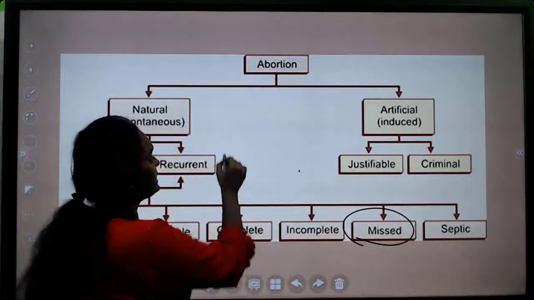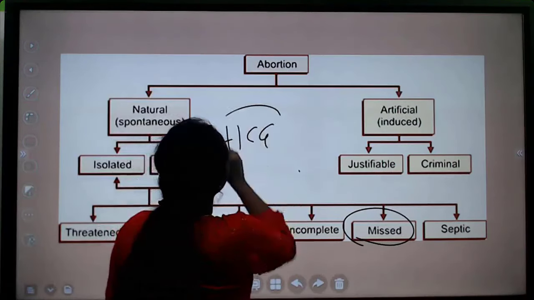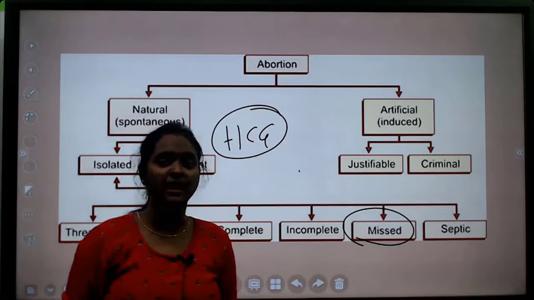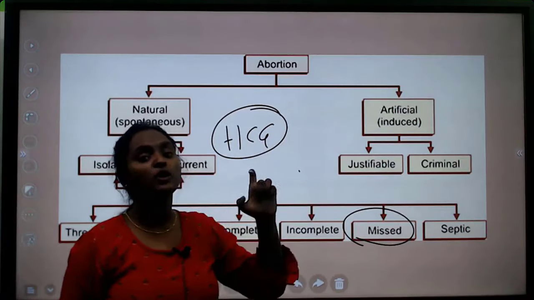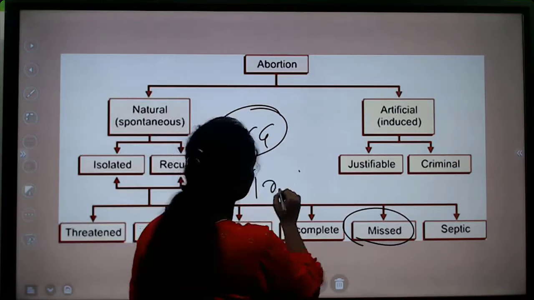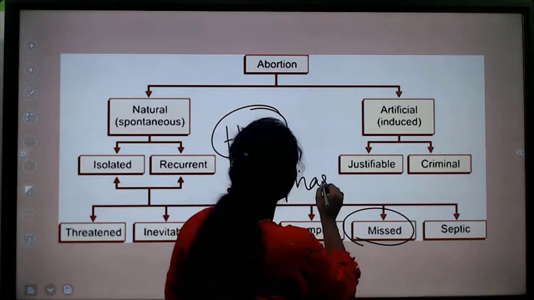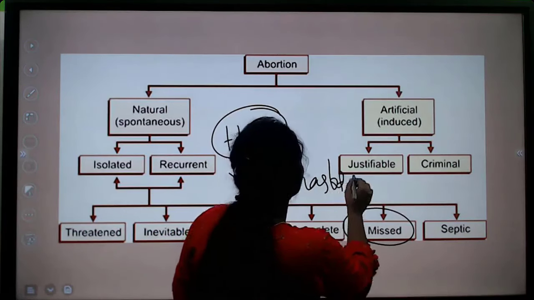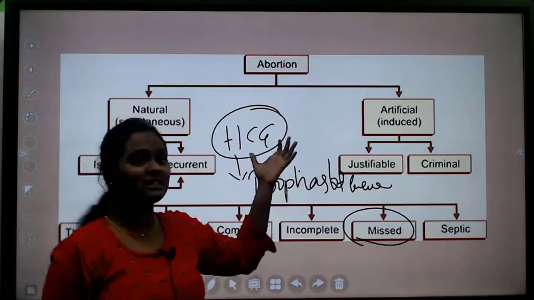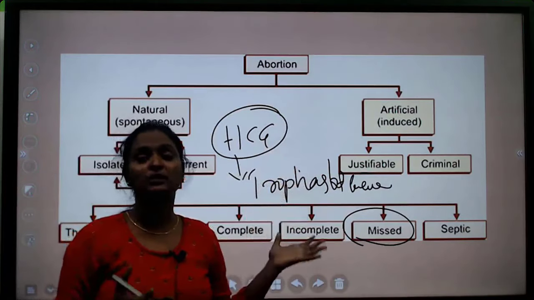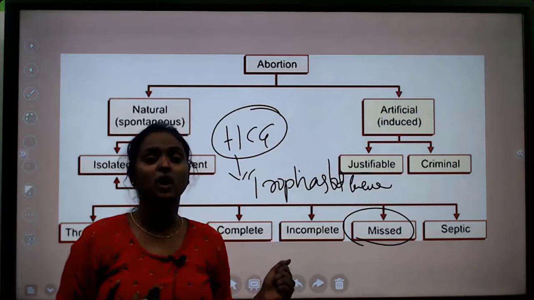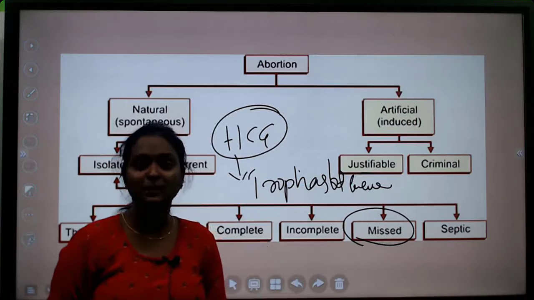And here HCG is one of the hormones important for confirming pregnancy through urine, right? HCG, human chorionic gonadotropin hormone, is released from the trophoblast tissues, before the placenta develops. This is the hormone which regulates the corpus luteum to release estrogen and progesterone. Progesterone is important to maintain the pregnancy, right?